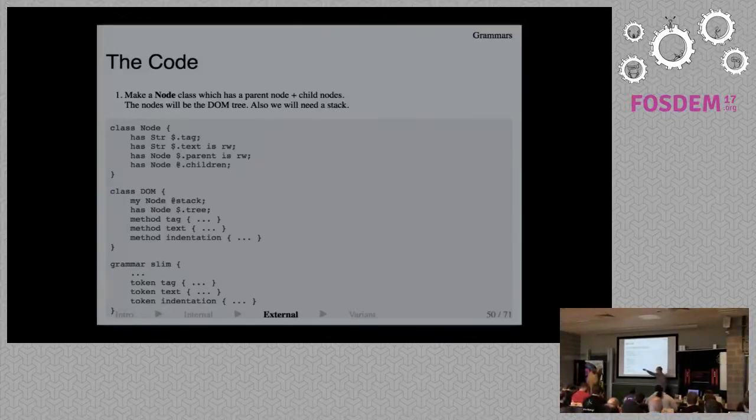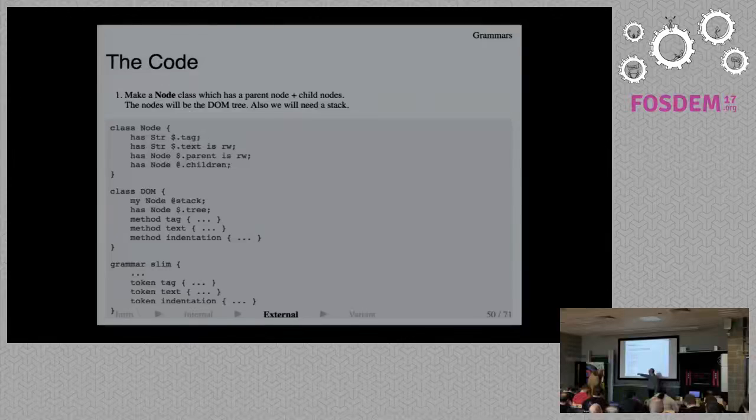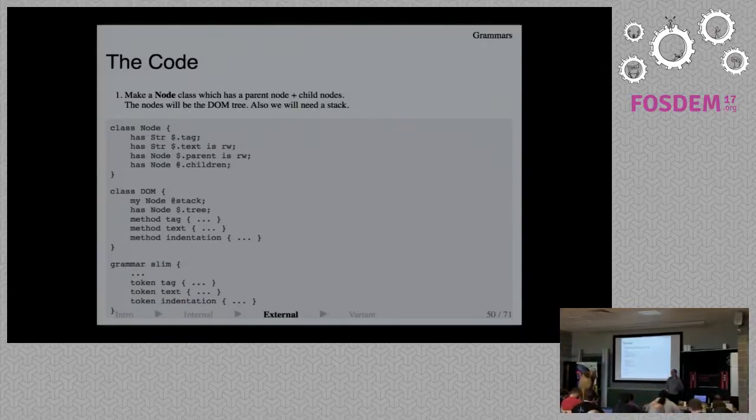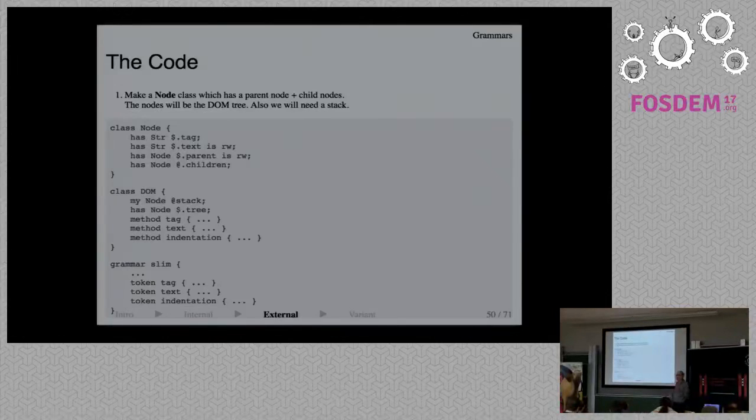The DOM class, we have this stack here, which we're going to use to keep track of things while we're parsing, and then we have the top of the tree here, which is a node. So the my declares just a lexical variable, and then has declares an attribute. And so now, just to refresh your memory, the slim grammar has tag, text, and indentation, and so we need to make 3 methods, one called tag, one called text, one called indentation, which say what happens when you reach those particular points in the grammar.